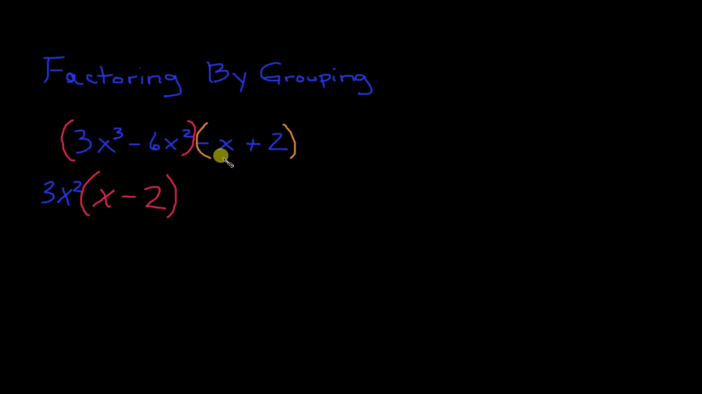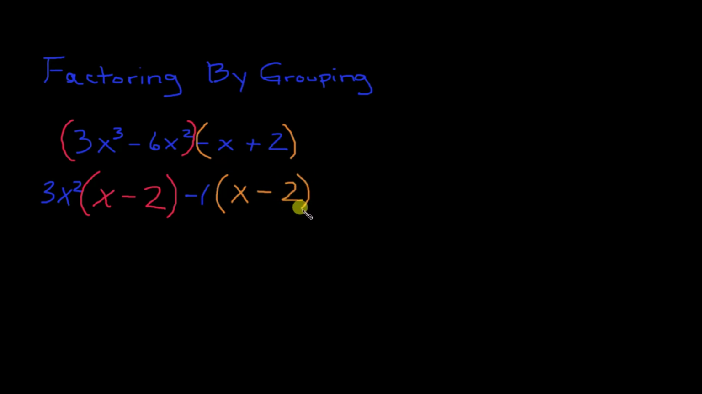Now, for this term right here, the only thing they have in common really is a negative sign. So the negative, now this is where I will put the negative 1, because if you pull out a negative 1, negative divided by negative is going to give us a positive. So all that's going to do is change that x to a positive. Finally, positive 2 divided by negative 1 is going to yield a negative 2.